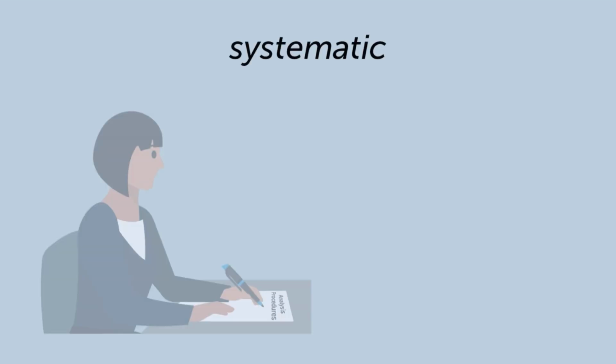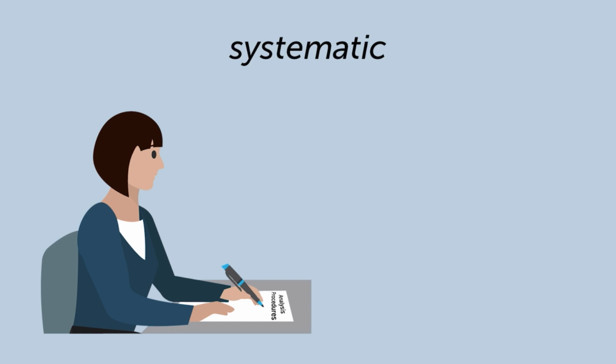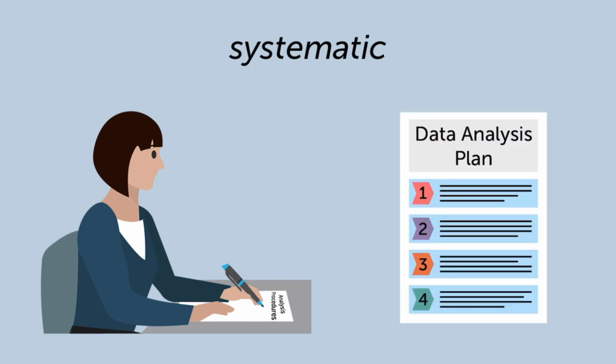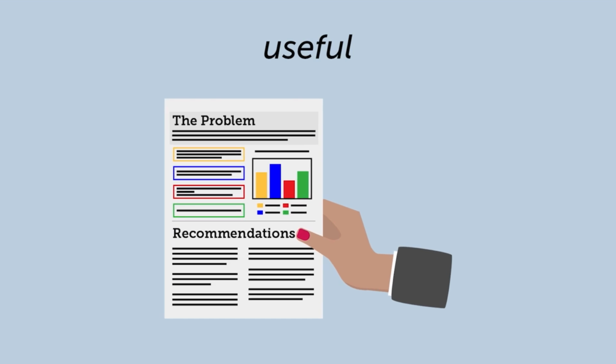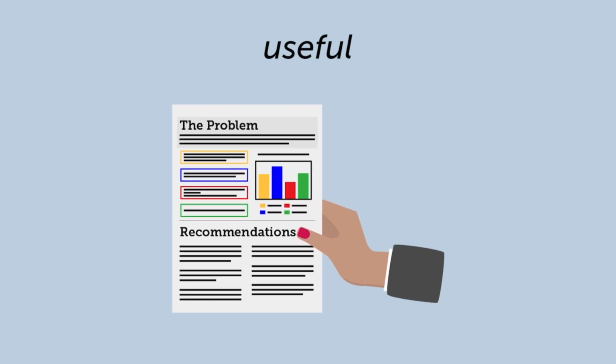As you go through the steps of data analysis, ask yourself, am I being systematic? Make sure you are documenting your analysis procedures so that someone else can replicate the procedures. From the beginning, make a plan for how you will analyze the data. Is this useful? Think about how others can utilize the results. Use analysis procedures that will have practical application for stakeholders.